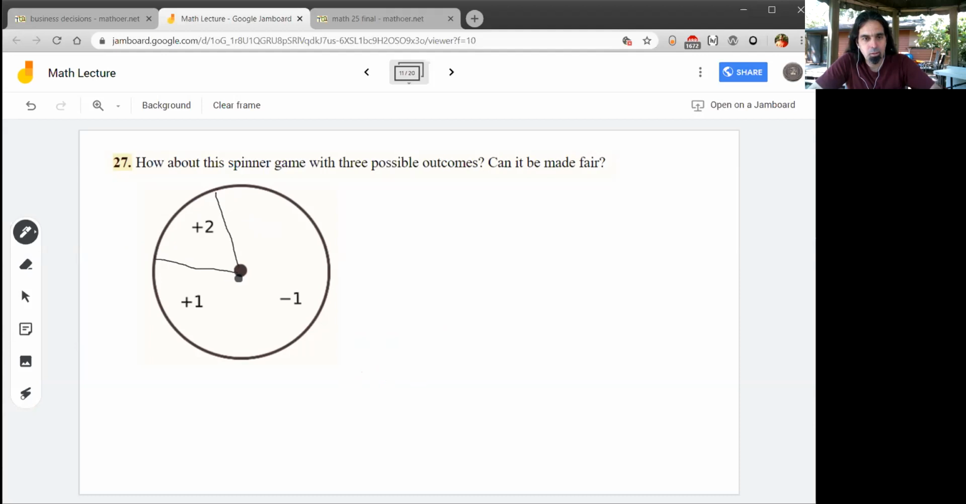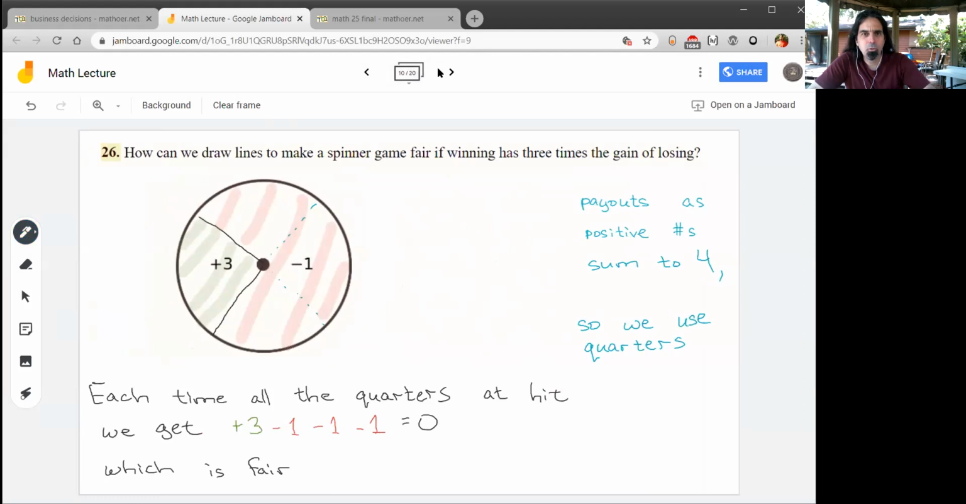So there's fifths, more or less. So as the spinner lands in all 5 of these places, how did I phrase it? Each time all the fifths get hit.